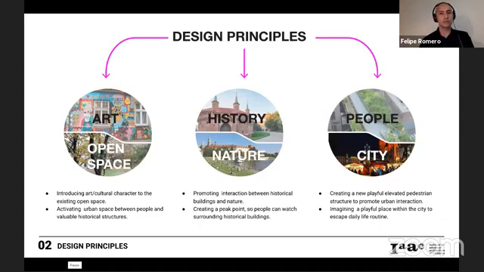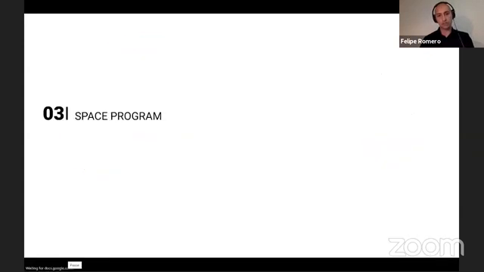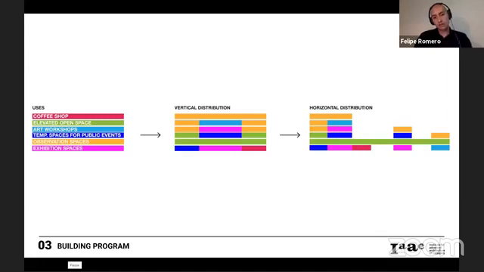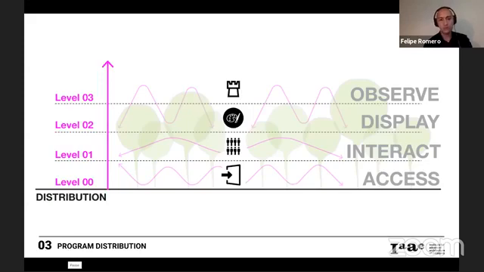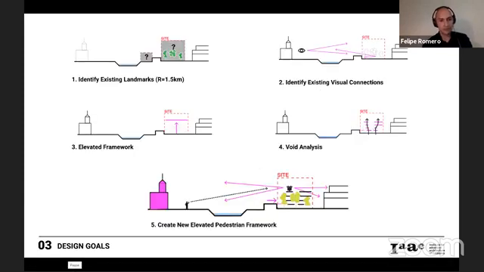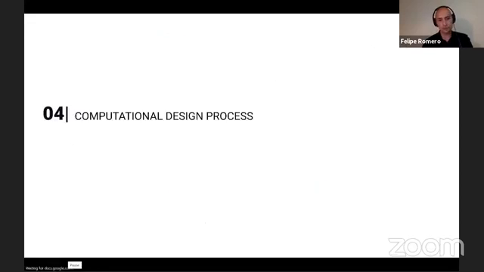Based on that, we define three design principles that relate all cultural activities with history, the city, and also people. In terms of the space program, we have defined cultural types of uses, and we look at their different vertical and horizontal distribution, and different levels of distribution. We want people to access, interact, display, and observe in our structure, and that is what drives our design goals. We have 5 steps that inform our decision making, and we are focused on the definition of all the systems.